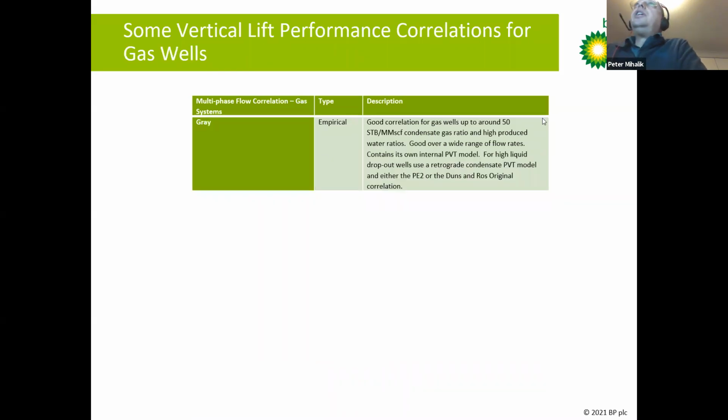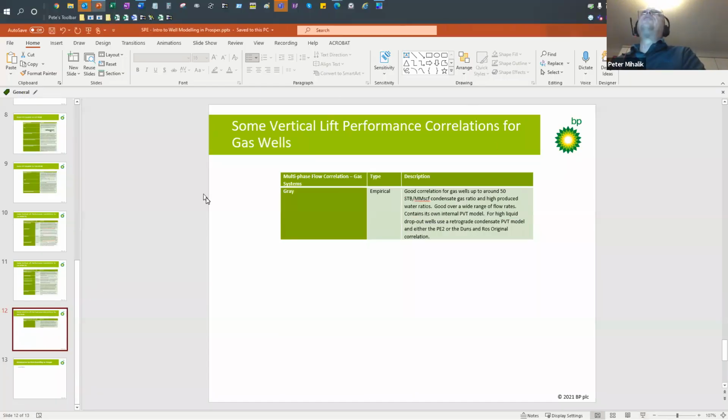For gas wells, you have Gray as an option. It has its own internal PVT model, but it was developed specifically for gases, and that's the one I tend to reach for with gas. But to be honest, the results you get from Gray are very similar to what you might get with PE2. So that's kind of your choice. Anyway, that's the last of my slides.